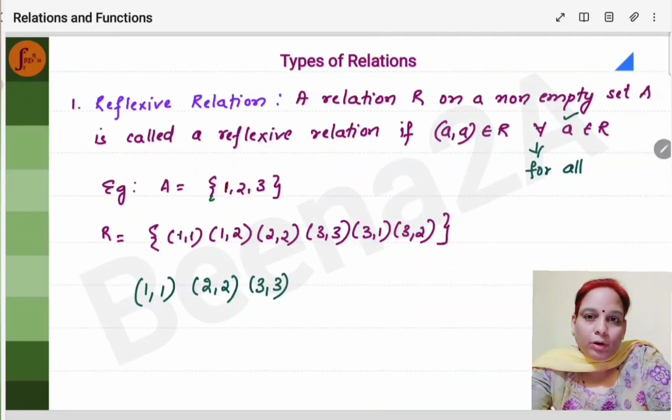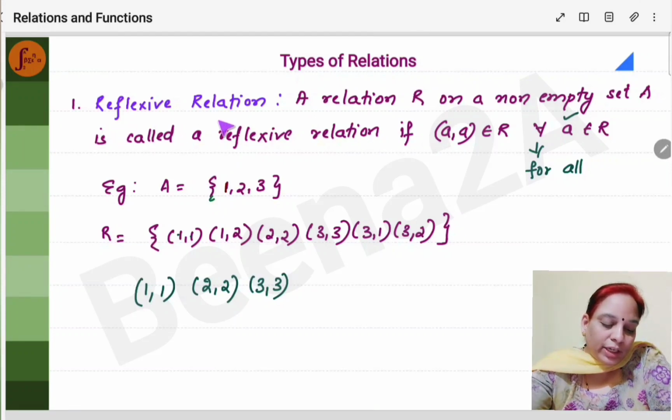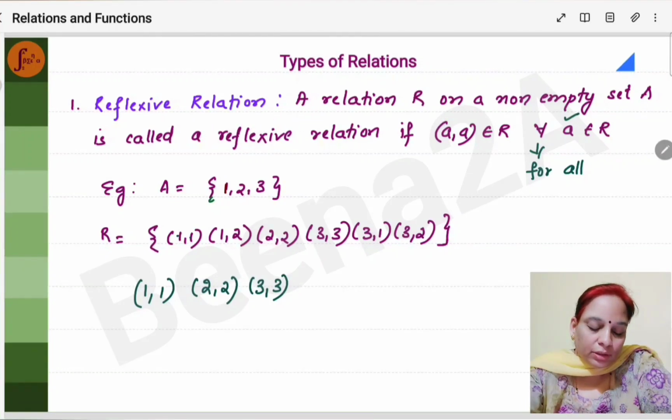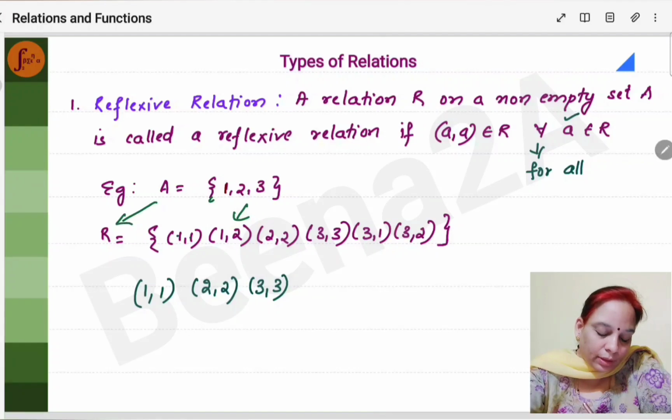So before we jump into the problem, let's recall the types of relations. There are three types of relations mainly: reflexive, transitive and symmetric. So what is a reflexive relation? Say you have a set A which has elements 1, 2, 3, and then you have relation R, which is a set of ordered pairs, right? And the elements in these ordered pairs belong to this particular set A, right?